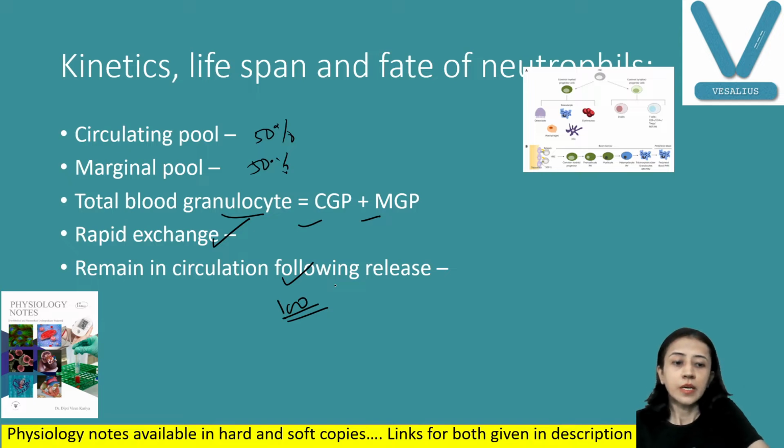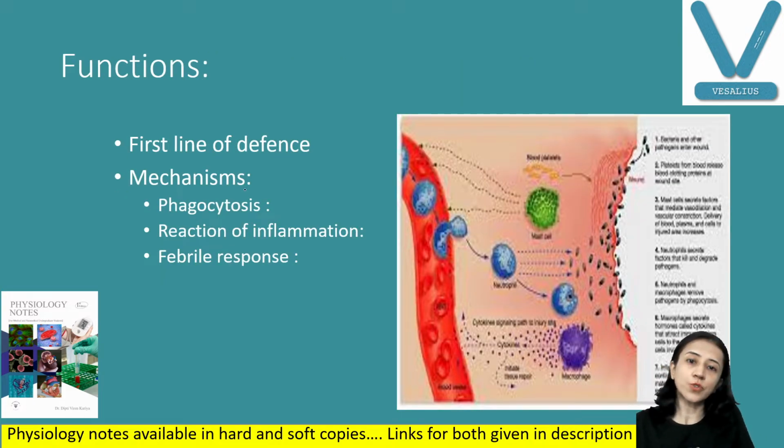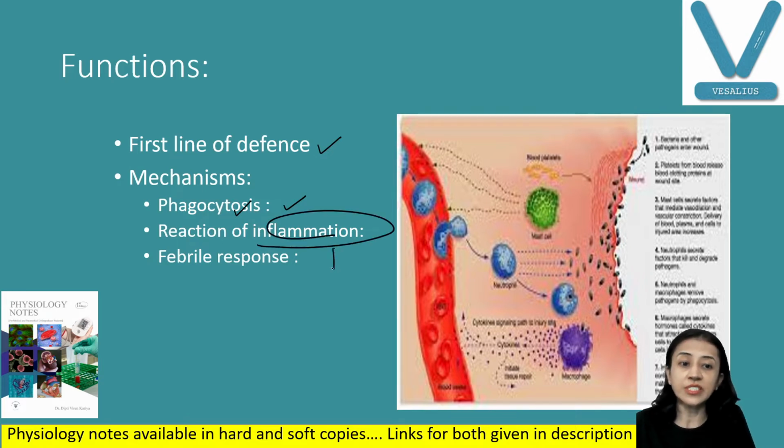Now, what are the functions? As I told you, they are the first line of defensive cells, and they act by phagocytosis. Phagocytosis means engulfment of the foreign particle, whether it is bacteria or virus or anything. They are not concerned, they just cause phagocytosis. Also, they play an important role in the reaction of inflammation, because of release of leukotrienes, prostaglandins, thromboxane A2.